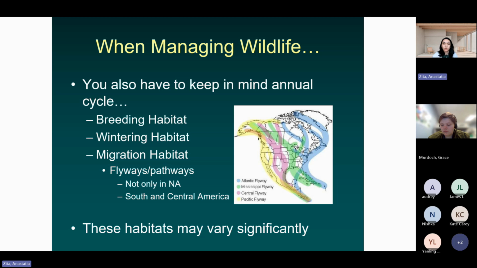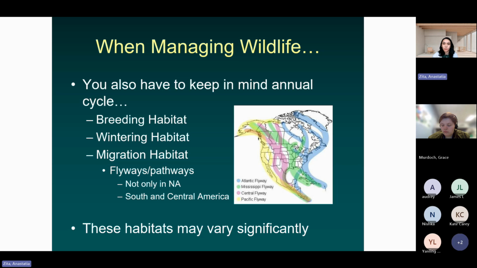So again, with managing wildlife along with range, you'd have to consider breeding habits, migration habits, and where or when certain animal populations go into hibernation, or other wintering habits, like many bugs that overwinter in their cocoons in the ground.